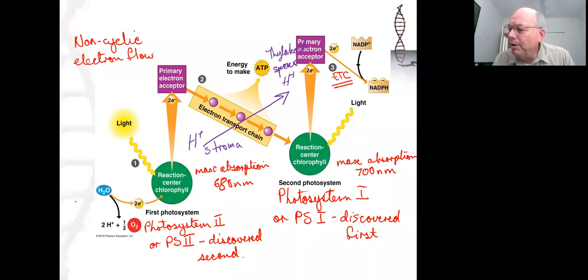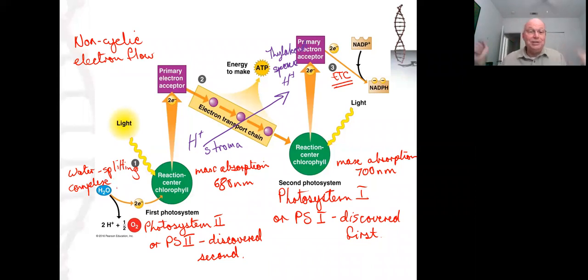There is a complex of proteins associated with photosystem 2 called the water splitting complex. And its job is to do what its name says, split water. It splits water into hydrogen ions, oxygen atoms, and electrons. The electrons go on to reduce the chlorophylls in photosystem 2 back to their reduced form. The oxygen atoms join together to form oxygen gas and get released from the leaf.